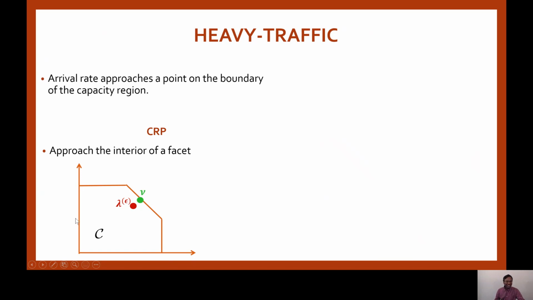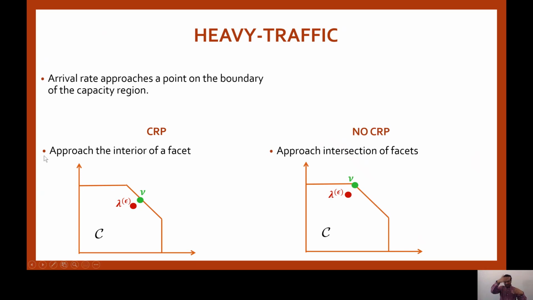So remember, the capacity region is an n square dimensional polytope. So it has many, many faces. It has the full faces, which are called facets, which are n square minus 1 dimensional facets. If you think of a cube, it has faces, planes, and then it has edges. The 2-dimensional faces of a cube are facets, the edges are lower dimensional faces. So if you're approaching a facet, then we say that the complete resource pooling condition is satisfied.